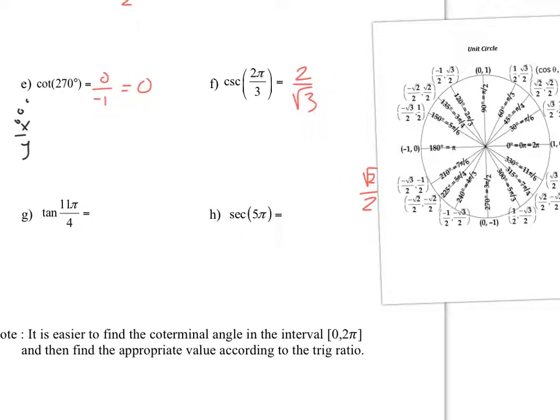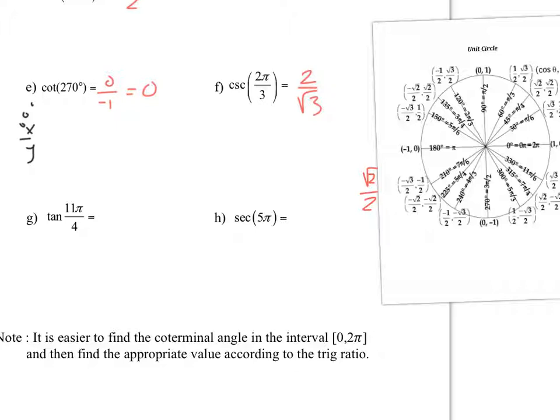All right, tan of 11 pi over 4 again, so this would be a coterminal angle situation. 11 pi over 4 is not here. So what we're going to do is find this angle in the first revolution. The way we're going to do that is I'm going to take 11 pi over 4 and subtract a revolution. So I'm going to subtract 8 pi over 4 because, I hope you remember this, 8 pi over 4 corresponds to 2 pi.